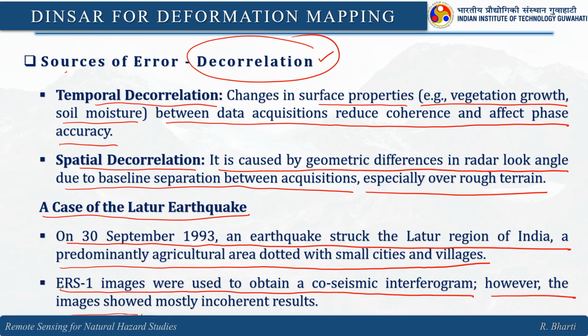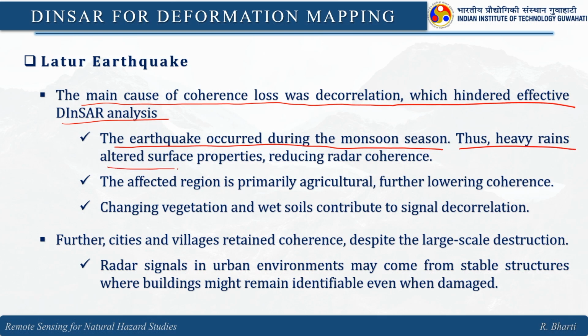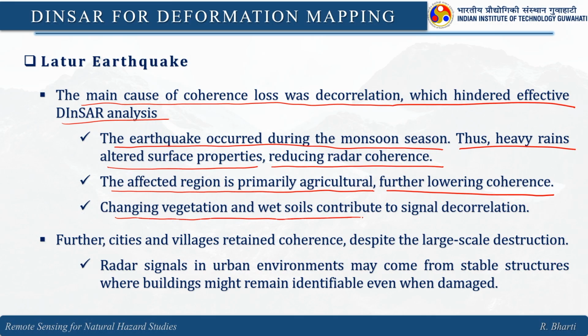However, the images showed mostly incoherent results because of the change in the soil moisture. So, the main cause of coherence loss was decorrelation, which hinders effective DInSAR analysis. The earthquake occurred during the monsoon season, thus heavy rains altered surface properties and reduced radar coherence. Then the affected region is primarily agriculture, further lowering coherence. Changing vegetation and wet soil contribute to signal decorrelation.